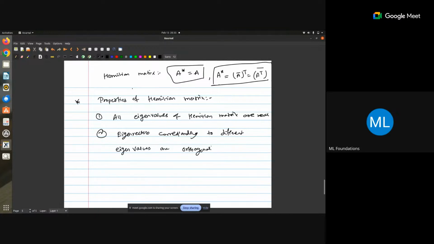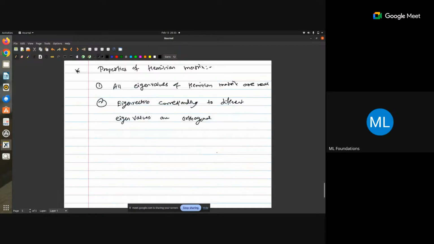Have you seen the same properties for the symmetric matrix? We have seen similar properties for the symmetric matrix as well, right? Symmetric is when A equals A transpose. So if you know the properties for a symmetric matrix, you can use that analogy here in the complex matrix. You don't have to remember everything. One more property is there. It is not mentioned in the lecture, but I'll tell you.